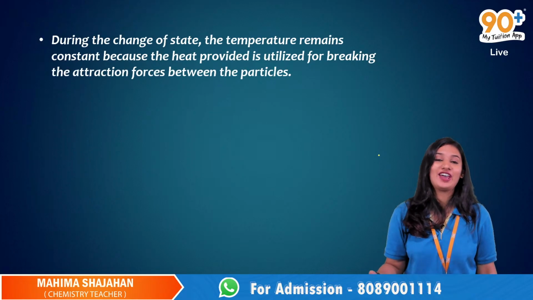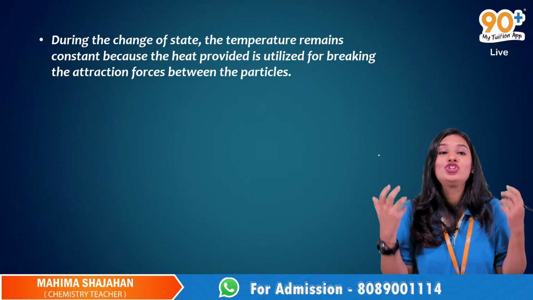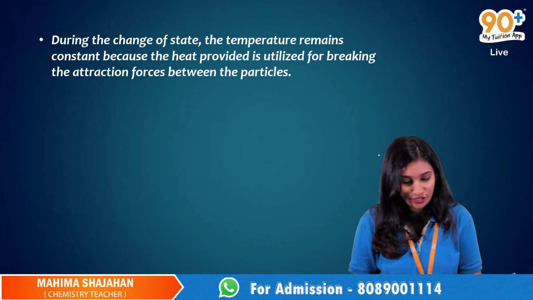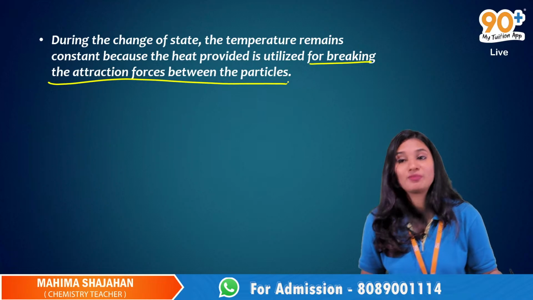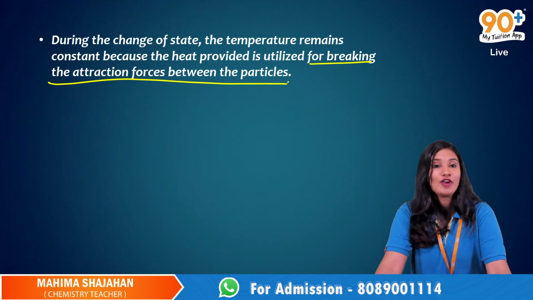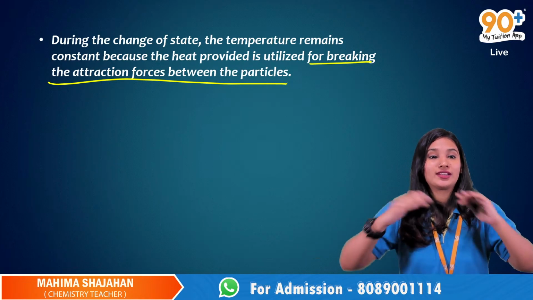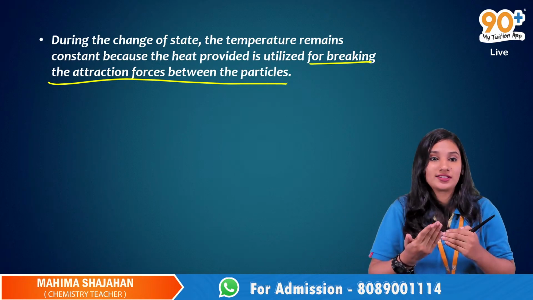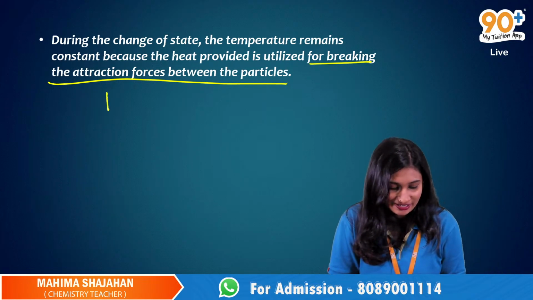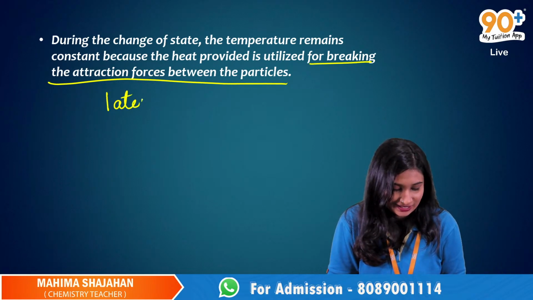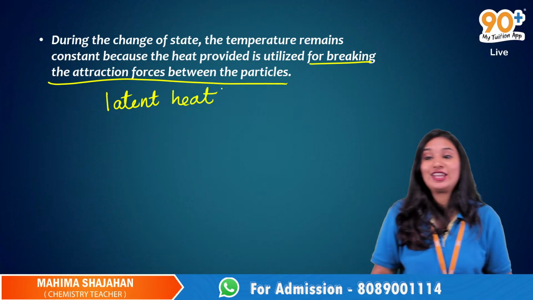Very good. നമ്മൾ അപ്പ കൊടുക്കുന്ന ഹീറ്റ് അല്ലേ, that heat is utilized to what? To break the force of attraction between the particles. Okay, force of attraction break ചെയ്യാൻ വേണ്ടിയിട്ടാണ് ഈ ഹീറ്റ് യൂസ് ചെയ്യുന്നത്. ഓക്കെ, ഇനി ഈ ഹീറ്റ് നമ്മൾ എന്തെന്ന് പറയും? It is called latent heat. Okay, it is called what? It is called latent heat.